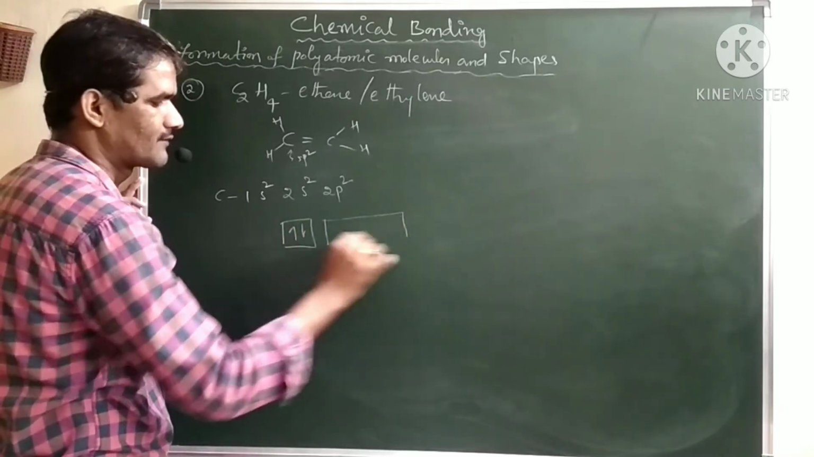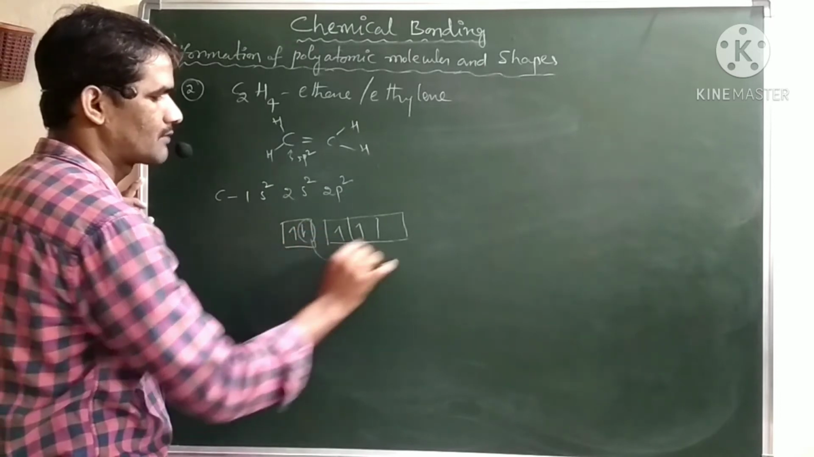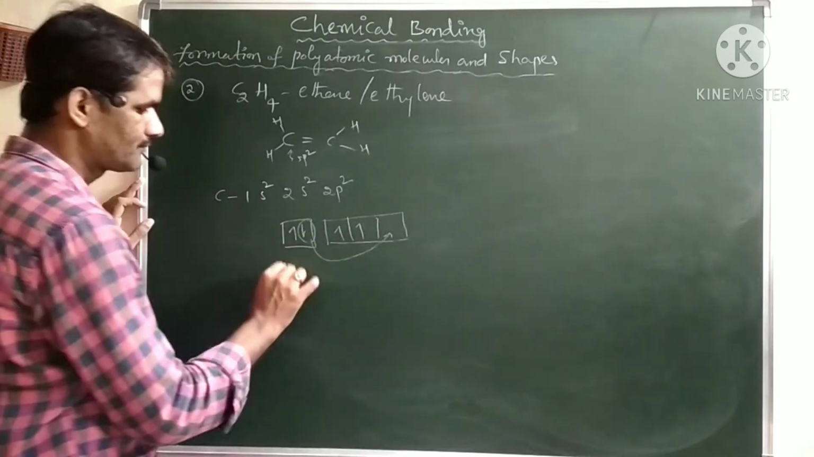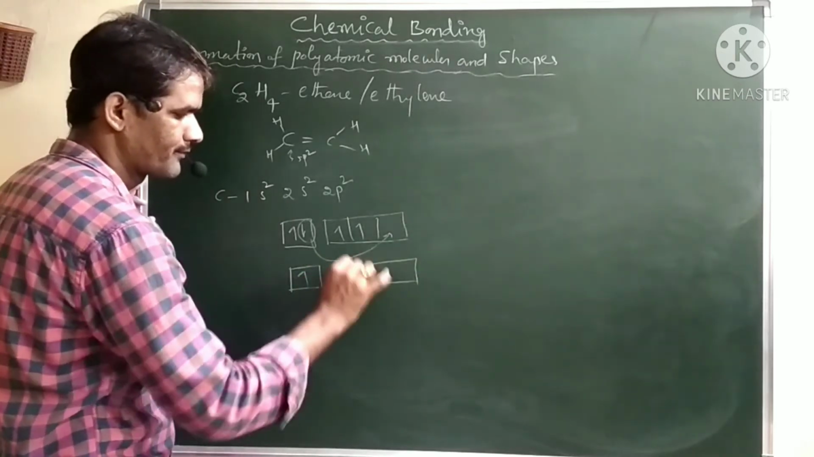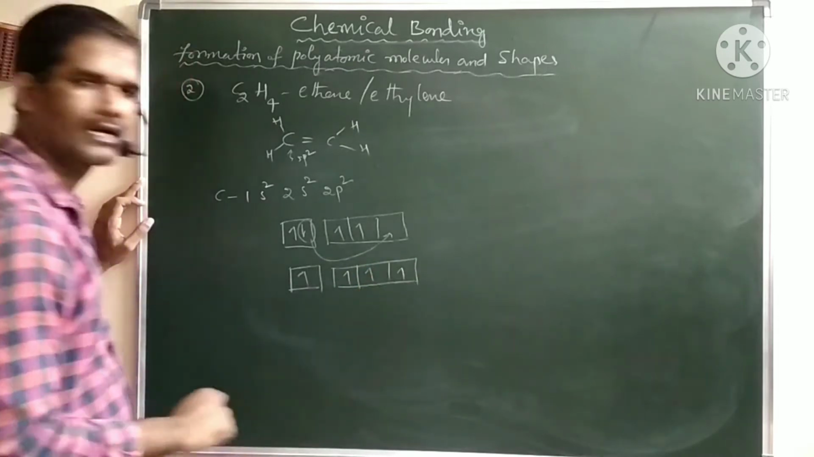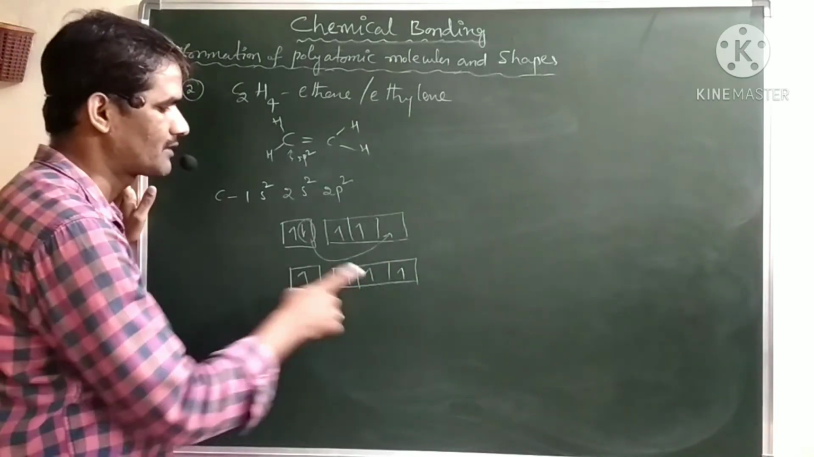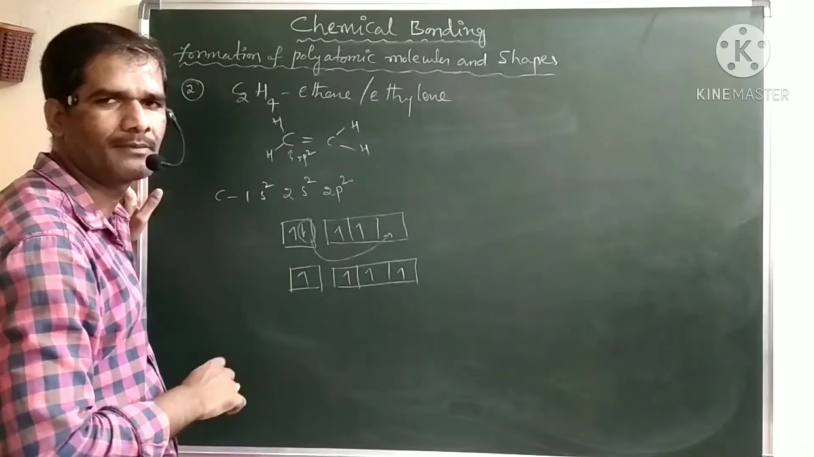Again carbon requires 4 valence electrons in the valence shell. As in the case of ethane, one of the electrons will be excited from the s orbital to the p orbital. Then it will form 4 electrons in the valence shell. One is an s orbital and 3 are p orbitals. Now the central carbon here will undergo sp2 hybridization.